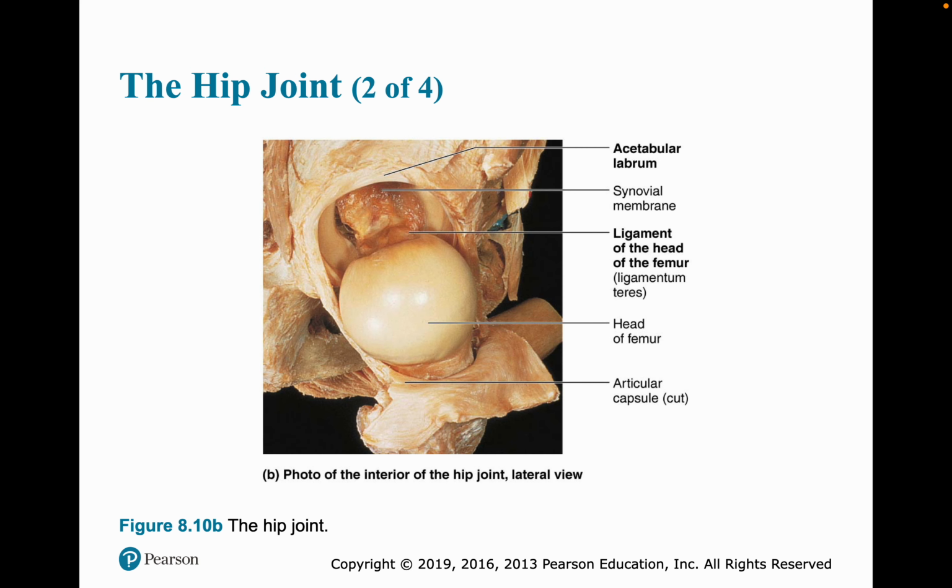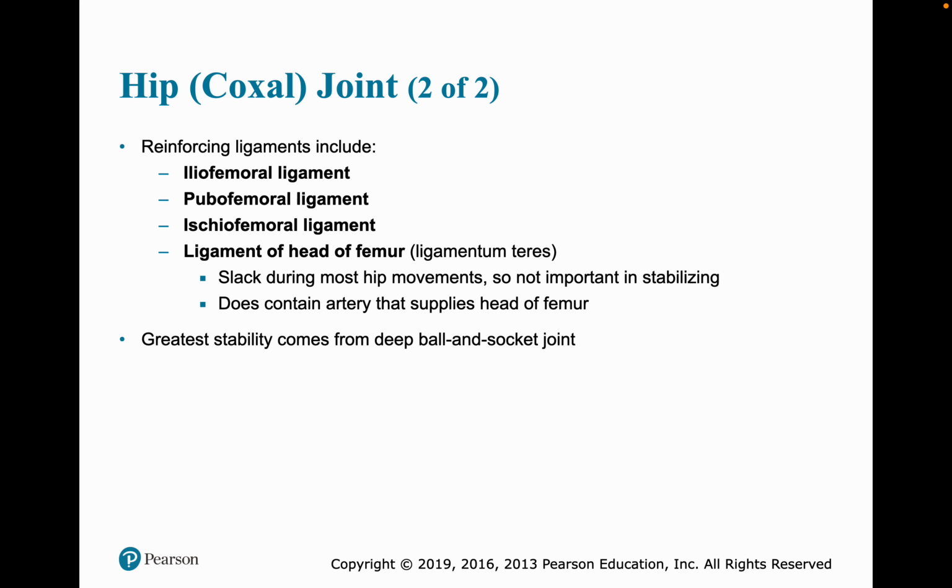Okay, dissected hip joint. The reinforcing ligaments here are the iliofemoral ligament, the pubofemoral ligament, the ischiofemoral ligament, and the ligament of the head of the femur, also called the ligamentum teres. These are slack during most hip movements, so not important in stabilizing the joint, but the ligament of the head does contain an artery that supplies blood to the head of the femur. Most of the stability comes from the depth of the ball and socket joint.